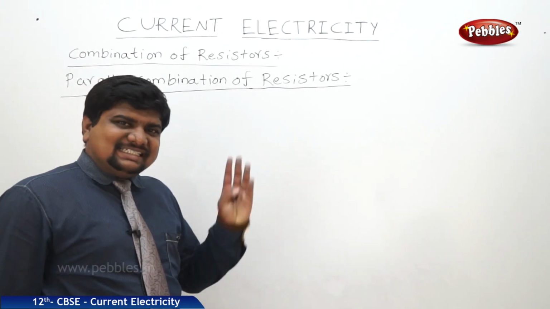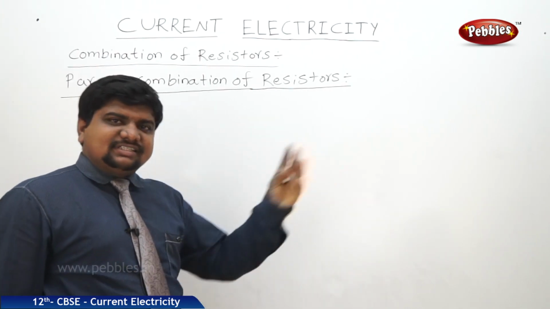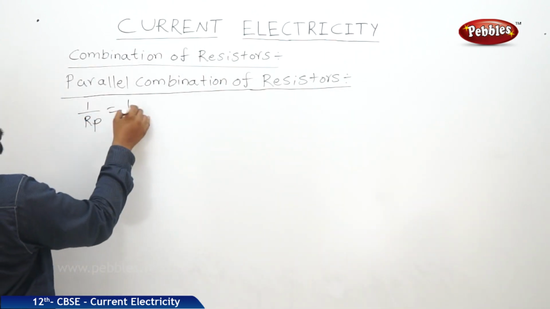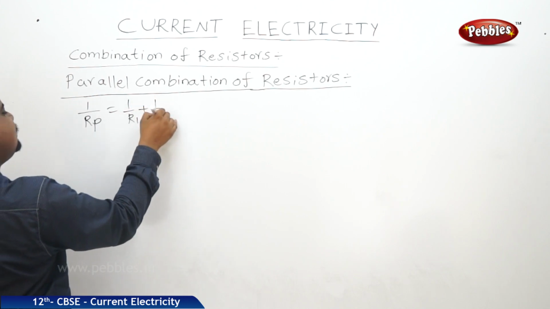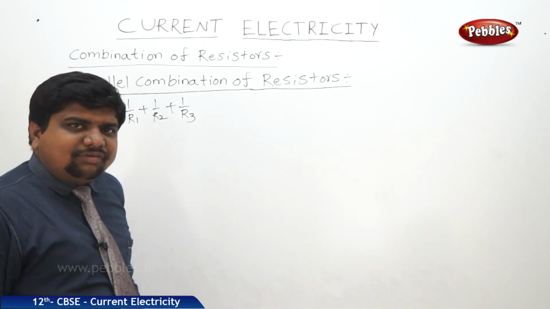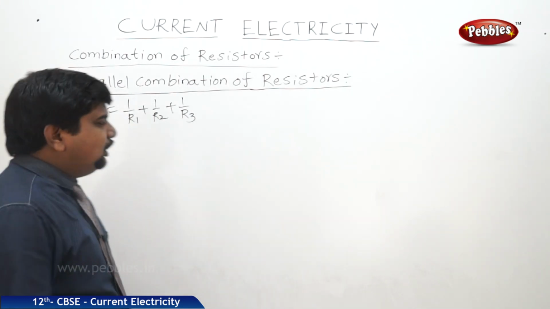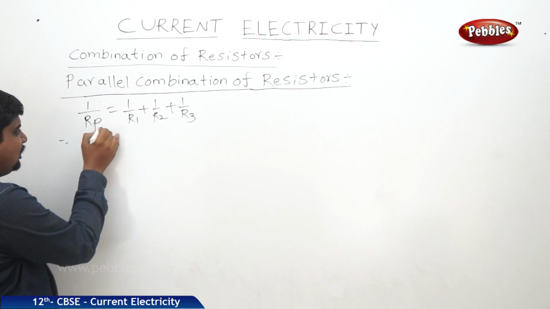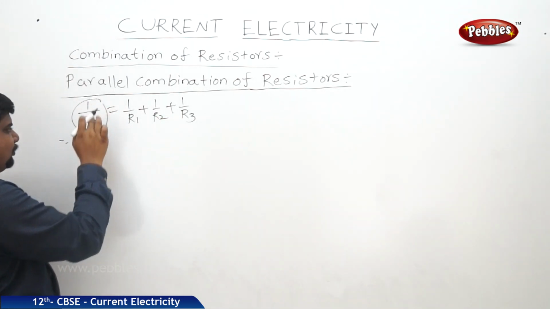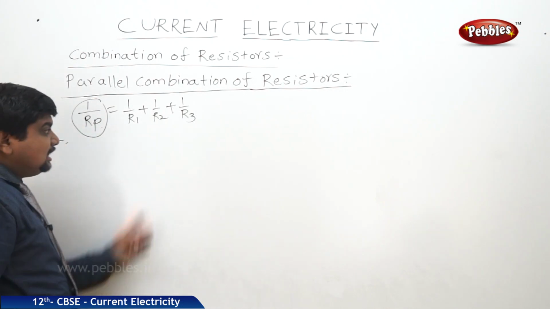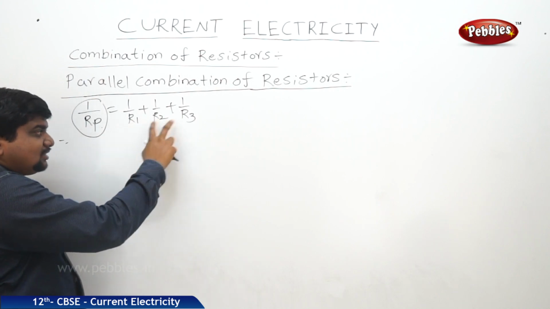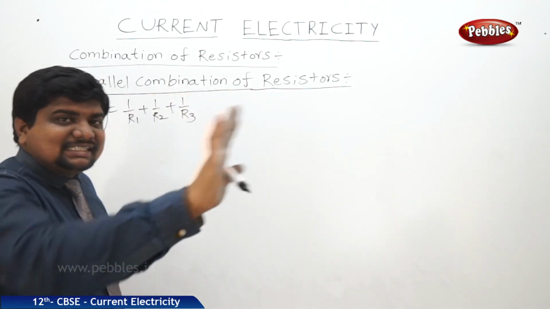Now we will see the observations in the parallel combination of resistors. What is the rule or statement to find out the effective resistance in the parallel combination? See the equation, 1 by Rp is equal to 1 by R1 plus 1 by R2 plus 1 by R3 and so on, 1 by Rn, for n resistors. What is the rule? The reciprocal of the effective resistance in parallel combination, 1 by Rp, is equal to the sum of reciprocals of individual resistances.